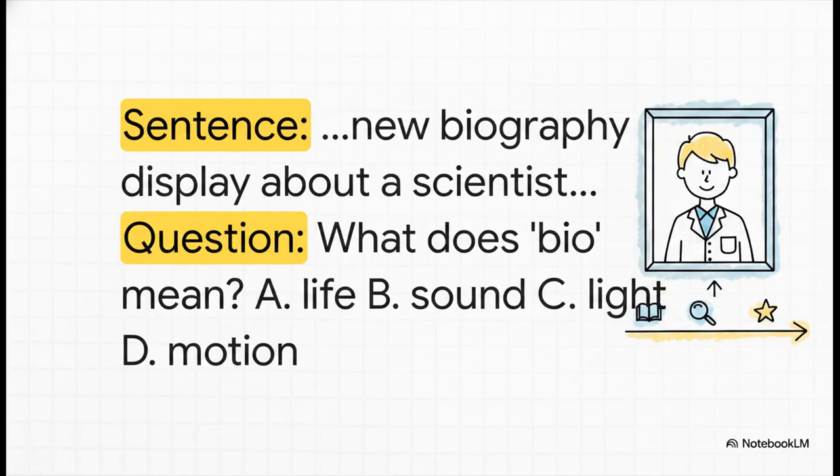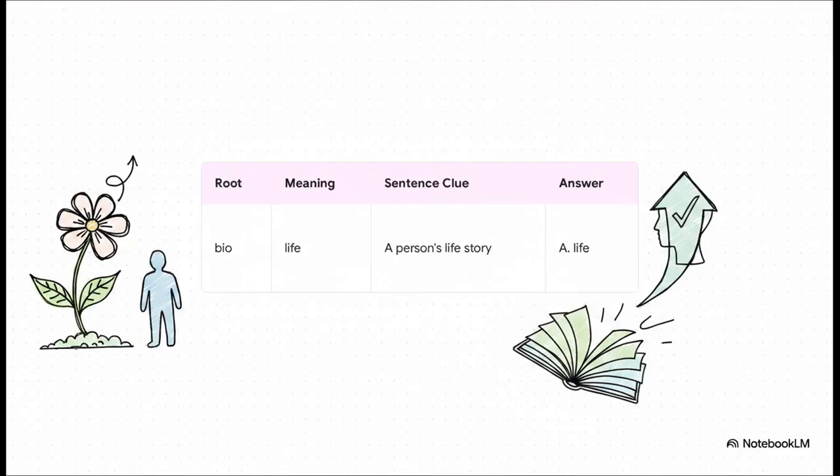Here's the first one. The museum created a new biography display about a scientist from Kansas. What does the root bio help you understand? Remember the 4 steps. Go ahead and figure it out. And the answer is A, life. Let's check our work real quick. We know the root bio means life. And what's a biography? It's the story of a person's life. The root is the clue, the sentence is the proof.